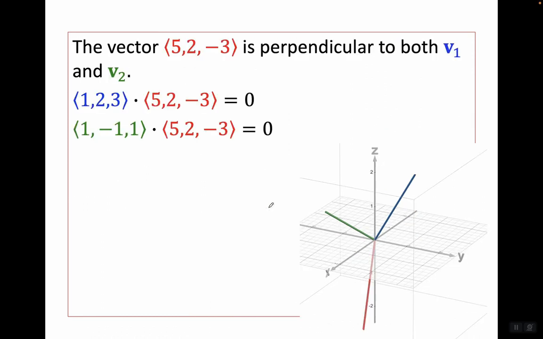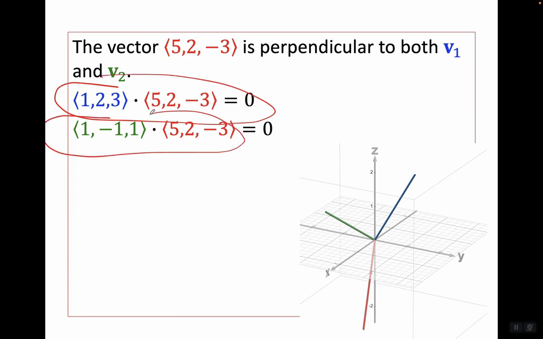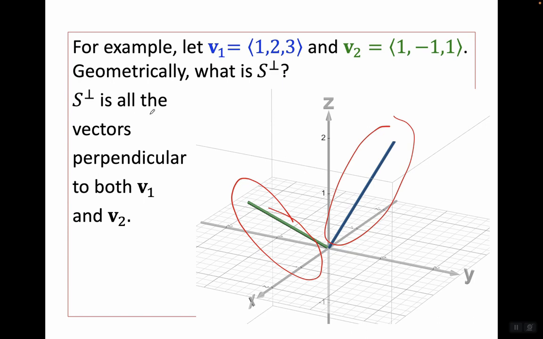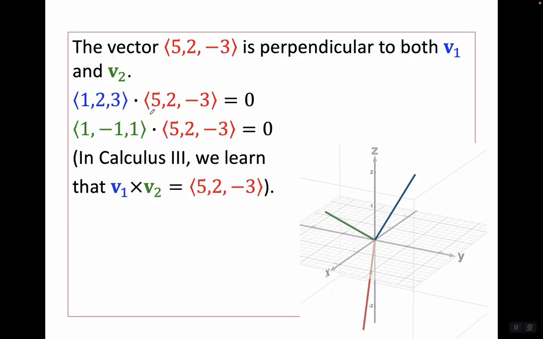Well, the vector 5, 2, negative 3, for example, is perpendicular to both V1 and V2 because the dot product of 1, 2, 3 and 5, 2, negative 3 is 0, and the dot product of 1, negative 1, 1 and 5, 2, negative 3 is 0. So 5, 2, negative 3 is in S perp. How did I get 5, 2, negative 3? Well, in Calculus 3, we learned that V1 cross V2 is 5, 2, negative 3. And V1 cross V2 produces a vector that's perpendicular to both V1 and V2.